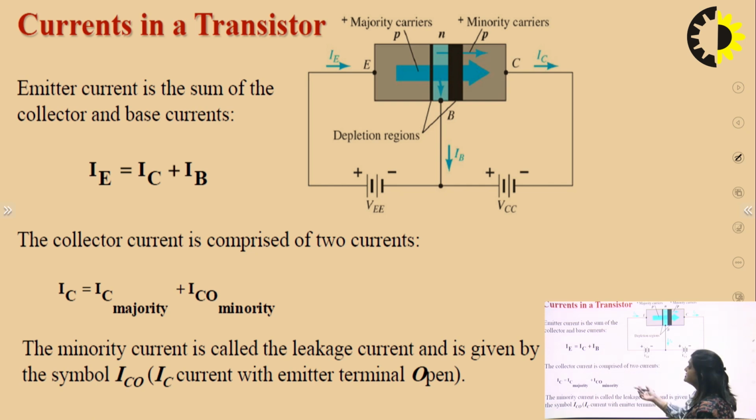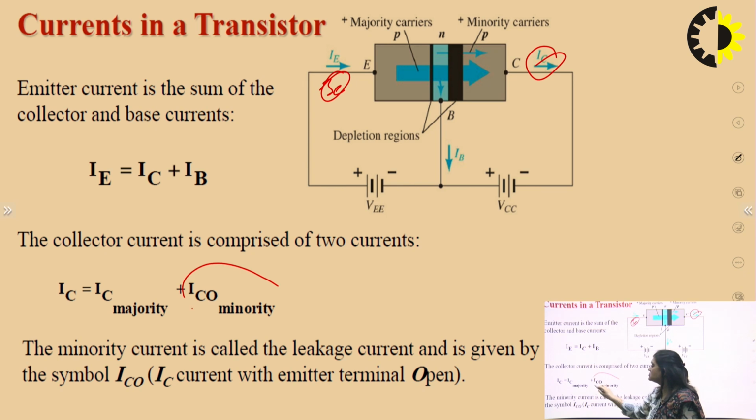So here we can see IE, the current that is coming from the emitter junction, is equal to the base current plus the collector current. And this IC is equal to the IC majority plus the reverse bias current. This ICO minority is also called the reverse saturation current or leakage current.